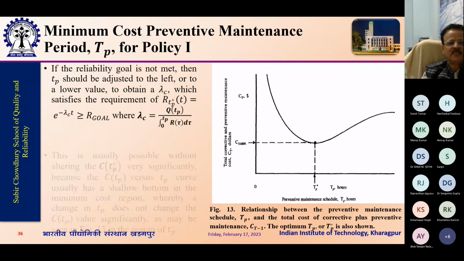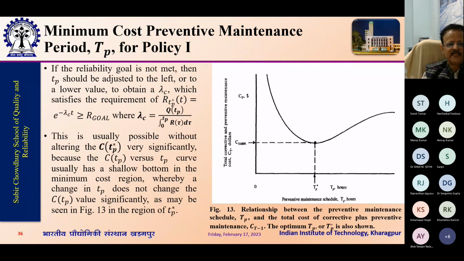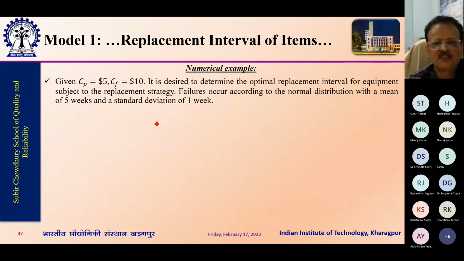One has to adjust the preventive replacement interval if the reliability goals are not met. This is just this slide.